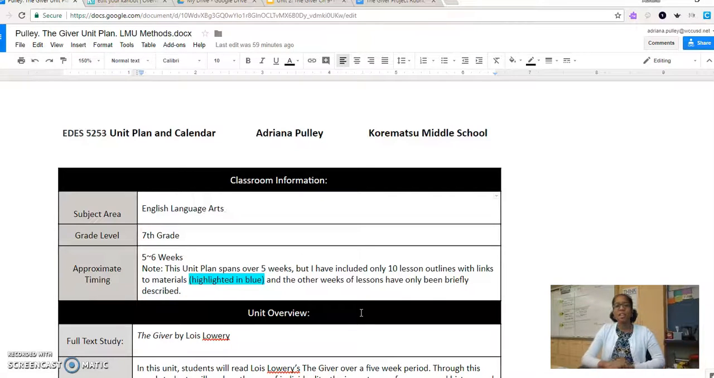My name is Adriana Pulley, and this is my unit plan and calendar for methods, English methods class. Looking at my class information, I teach 7th grade. I have about 150 7th graders that I teach. This unit will take about 5 to 6 weeks to complete.